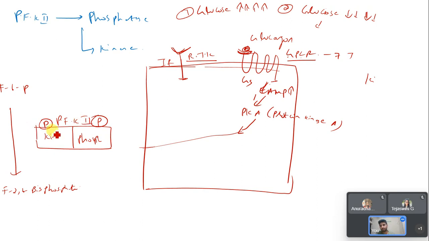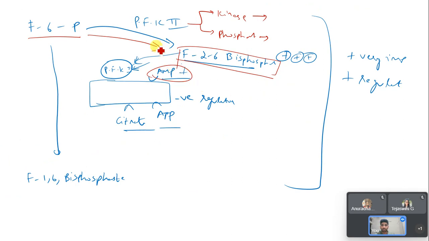Similarly, in this PFK2, that is phosphofructokinase 2, it has both the domains. Even though it's a kinase, it has both kinase as well as phosphatase activity. So when we phosphorylate this PFK2 by PKA, this kinase domain gets inhibited, and this phosphatase gets active, and this will go and stop this conversion of fructose 6 phosphate to fructose 2,6 bisphosphate. So basically this process is stopped.